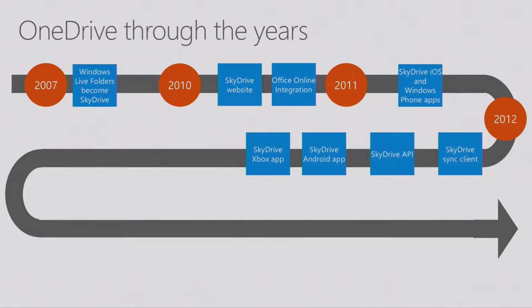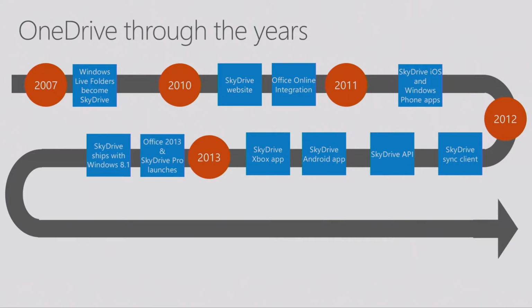Moving forward to 2012, that was probably the biggest year in the history of OneDrive. We launched the OneDrive Sync Client, the SkyDrive API, the Android application, the Xbox application. We launched storage offerings so you can purchase additional storage. Really made this category something that could be with you everywhere, put your files in the cloud up to 1 terabyte. But we kept going.